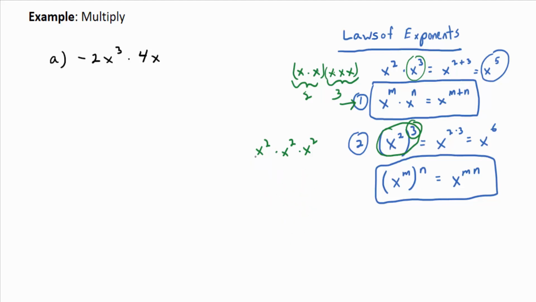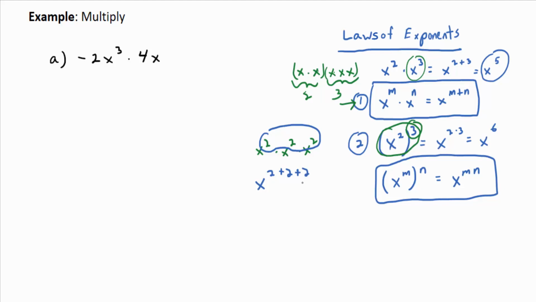You've got bases, right? x, x, x. You add the exponents. You've got repeated addition of 2. You've got 2 added to itself. So the answer is x to the 2 plus 2 plus 2. In the exponent, you've got 2 added to itself 3 times, right?